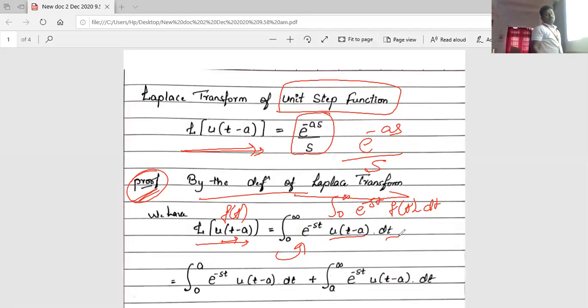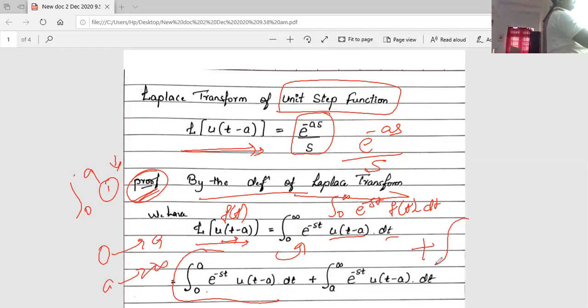Here we have two limits, 0 to a and a to infinity, so we separate it. The first part is integration over 0 to a of e to the power minus st u of t minus a dt as it is, plus the second term, integration over the limit a to infinity of e to the power minus st u of t minus a dt as it is.